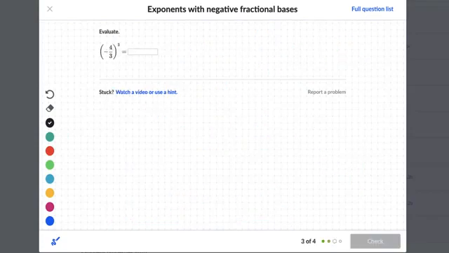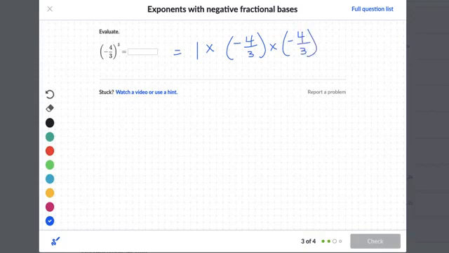All right, here is one last problem. Go ahead and pause the video and see if you can solve it yourself. All right, in this problem, the negative and the 4/3 are together. If we were to expand it, it would become 1 times negative 4/3 times negative 4/3, and one more time, because it's a power of 3, times negative 4/3.